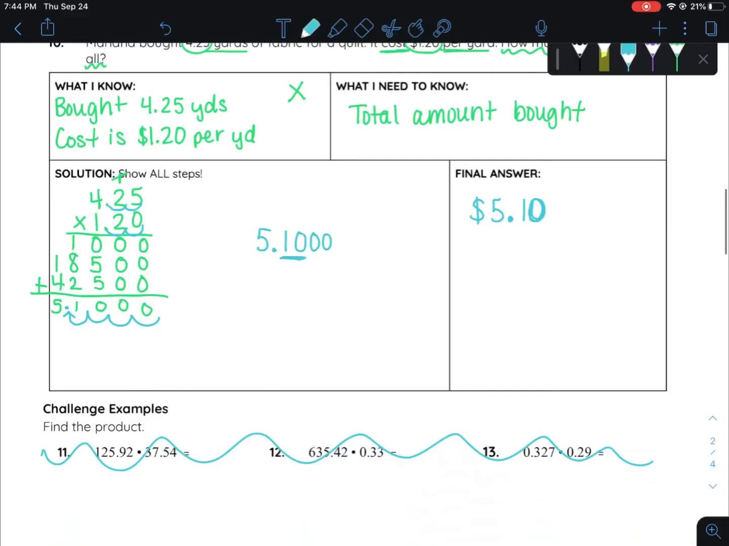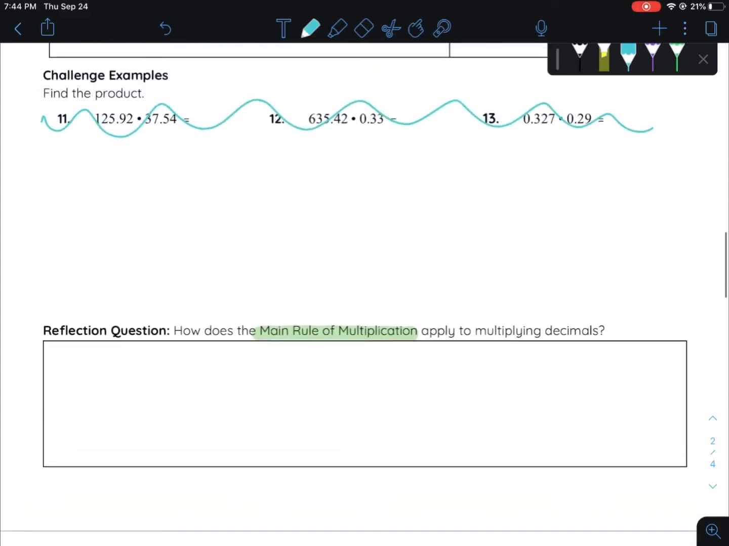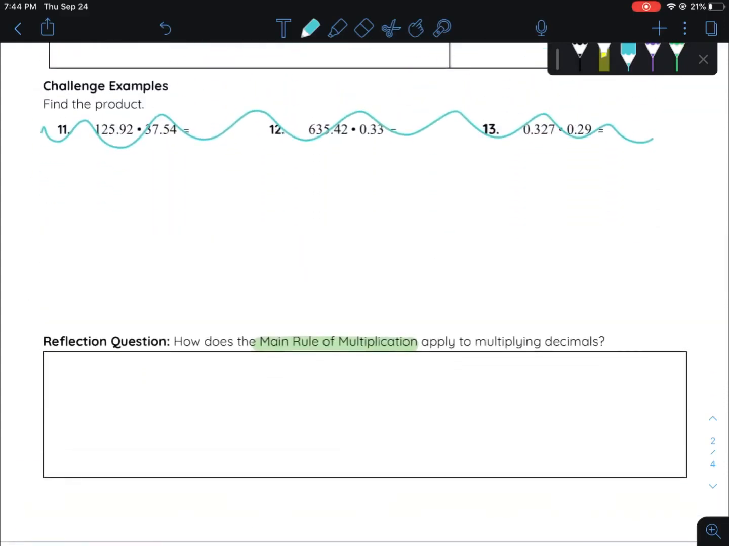Okay? Last up, we'll be looking at our reflection question. How does the main rule of multiplication apply to multiplying decimals?